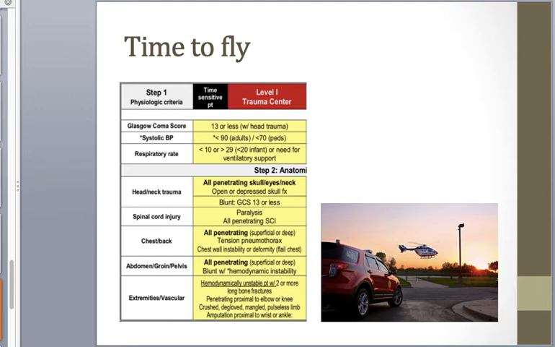any penetrating wounds to the abdomen, groin, and pelvis, blunt with hemodynamic instability, extremities and vascular injuries that would have hemodynamic instability with 2 or more long bone fractures, penetrating proximal to the elbow or knee, crushed, degloved, mangled, pulseless limb, amputation proximal to wrist or ankle.